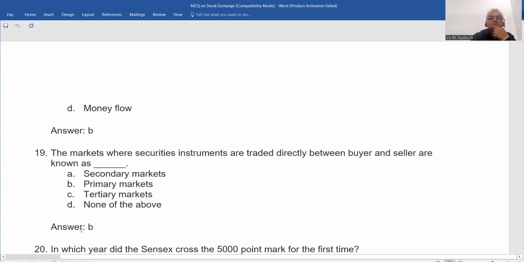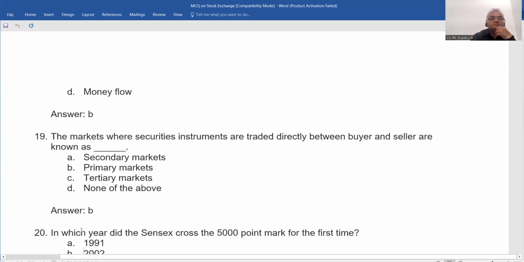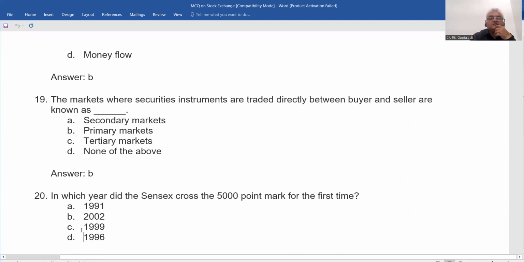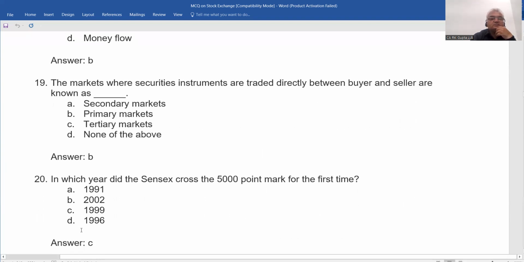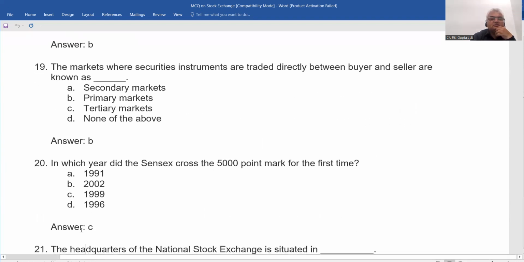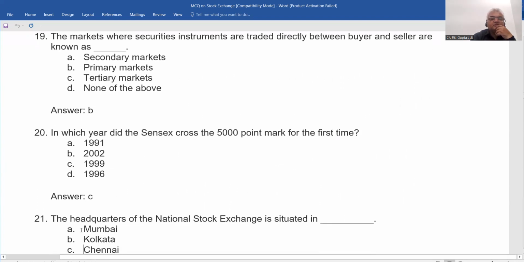Directly है ना, directly हो रही है, buyer और seller. In which year did the Sensex cross 5,000 point mark for the first time? ये तो चलो खैर इतना relevant नहीं है.